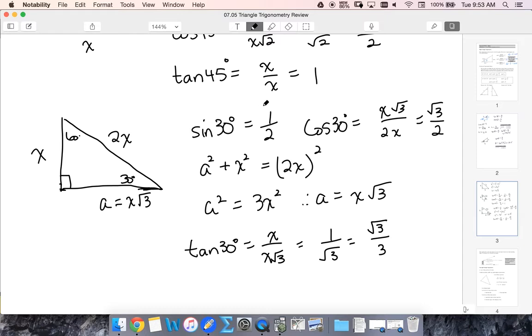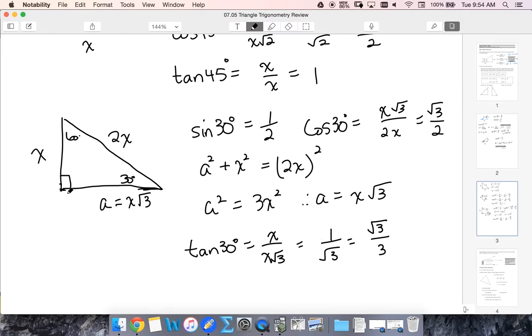What I was doing before is dividing the sine value by the cosine value. Notice that that's opposite over hypotenuse divided by adjacent over hypotenuse. Well, the over hypotenuses cancel, and I end up with the same thing.